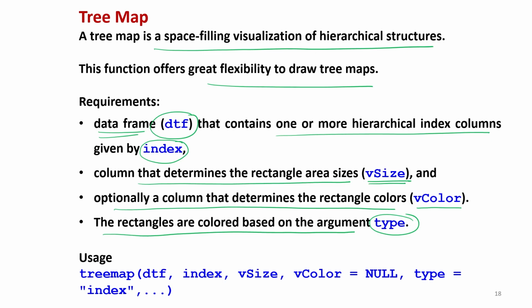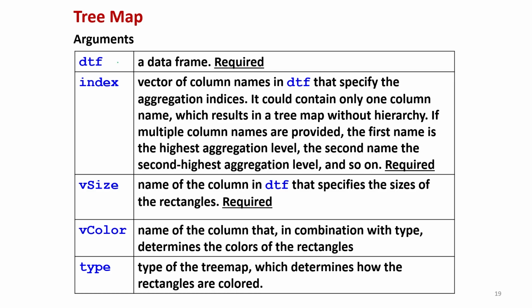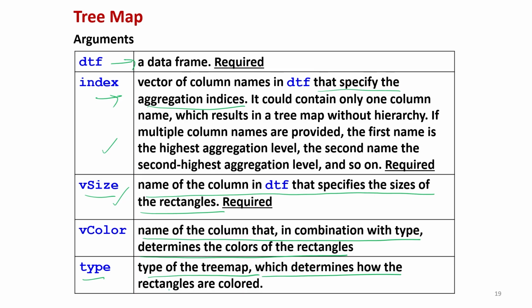So the way we are going to use the command for tree map is: treemap, all in lowercase, then the data frame, then index, then vSize, then vColor, and then type, and so on. There are other options also. So dtf indicates the data frame. Index is a vector of columns in this dtf that specify the aggregation indices. vSize is the name of the column in the data frame that specifies the size of the rectangle, and it is required. So index is needed, vSize is needed. vColor provides the name of the column that, in combination with type, determines the color of the rectangle. And type is the type of the tree map, which determines how the rectangles are colored.